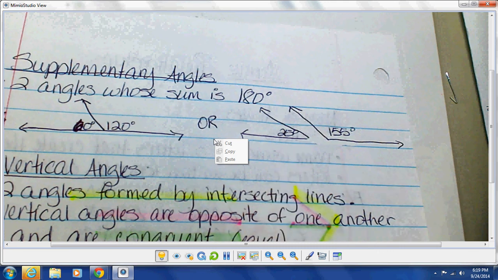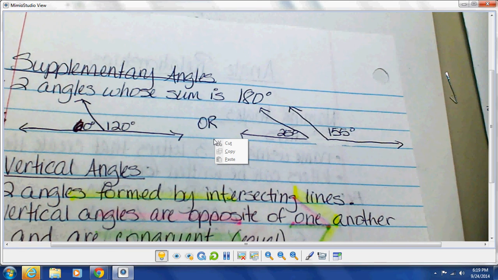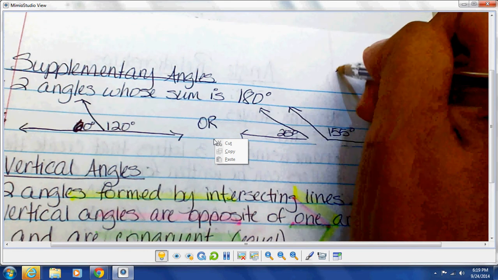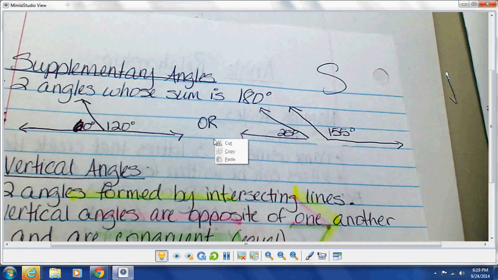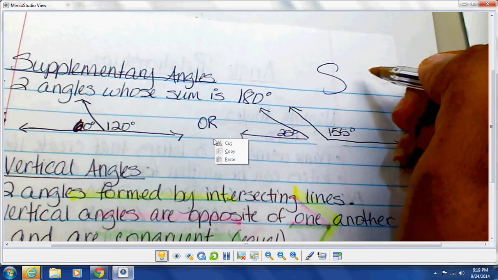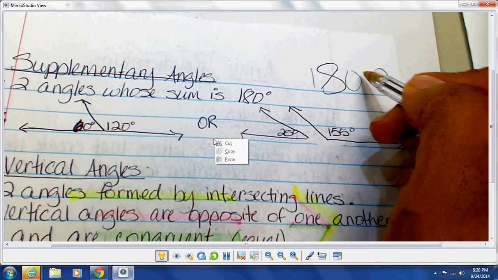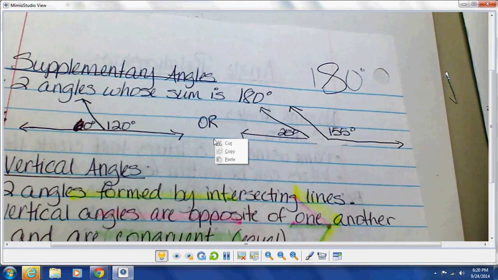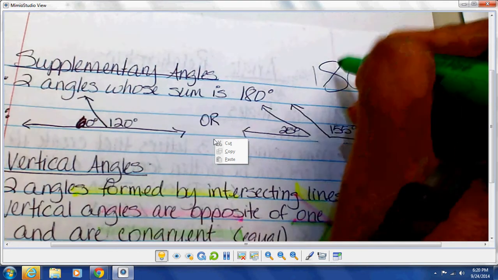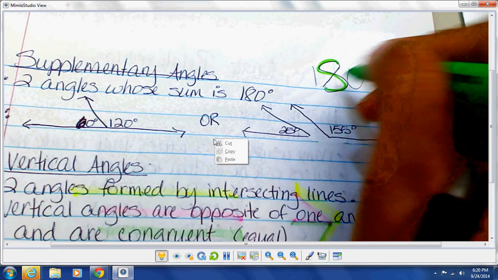And if you get them confused, there's a little trick to remembering which is which. Okay, supplementary angles. If I take the beginning letter S, and I can take one line and draw through this, and it basically becomes an 8. Then I can put my 1 in front, my 0 in back. There's your 180 degrees that all came from that S.